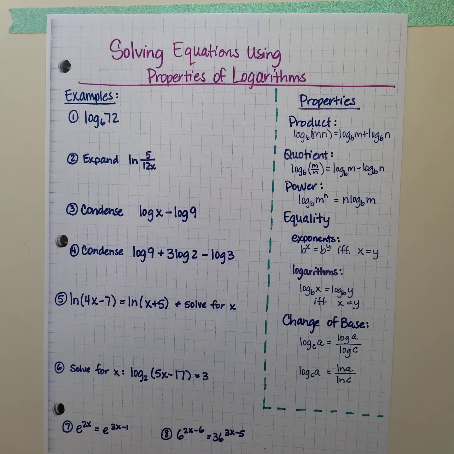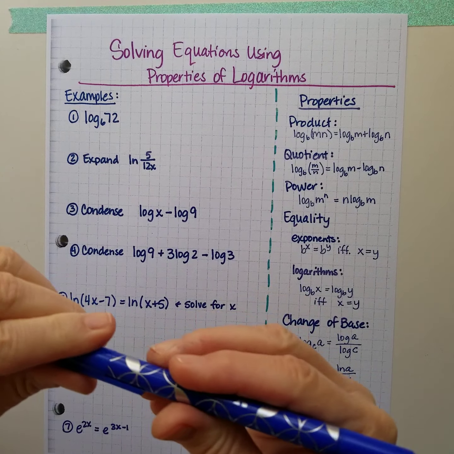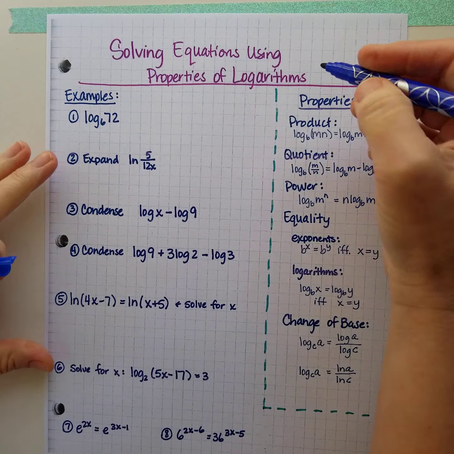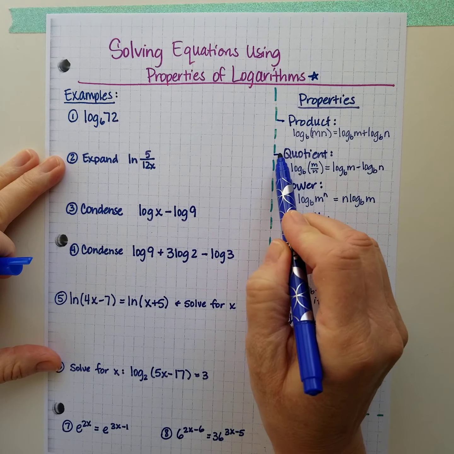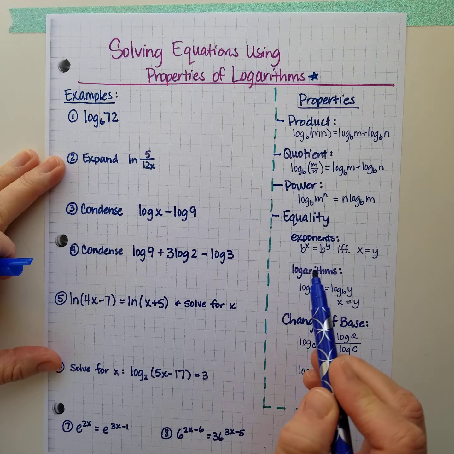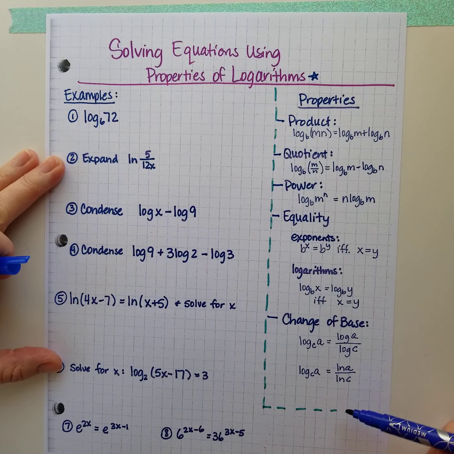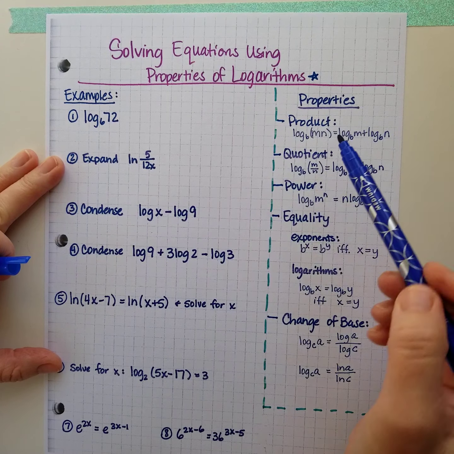We are going to do some problems using properties of logarithms. We're going to be using these properties: the product property, quotient, power, equality, and change of base, which we've already talked about in class and used a couple of times. But let's start with looking at these.